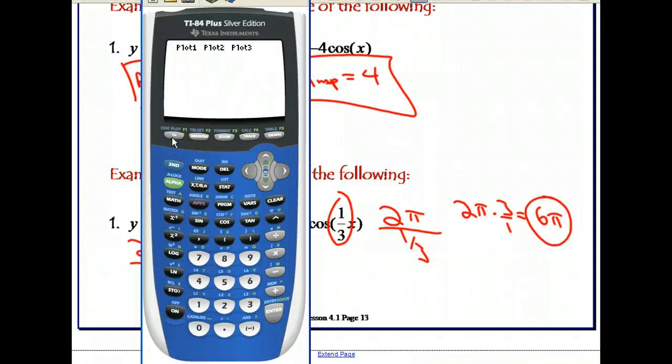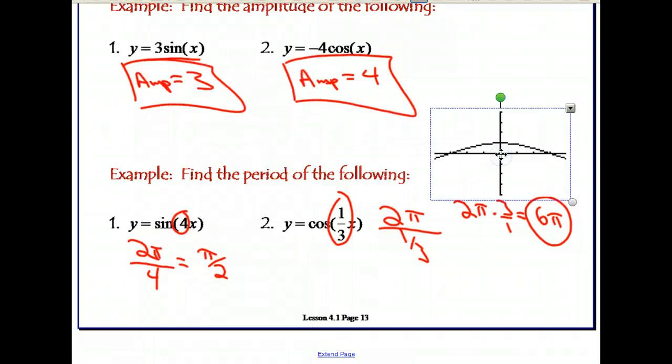Turn everything else off now. Take that, and let's go cosine 1/3 x. Oops, I think I got something extra in there. Let's try that again. So let's go cosine 1 divided by 3 times x. And let's hit graph. And you can see that cosine graph.